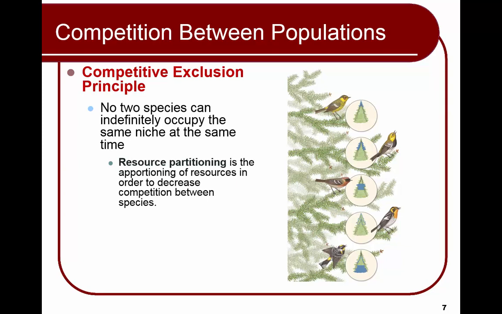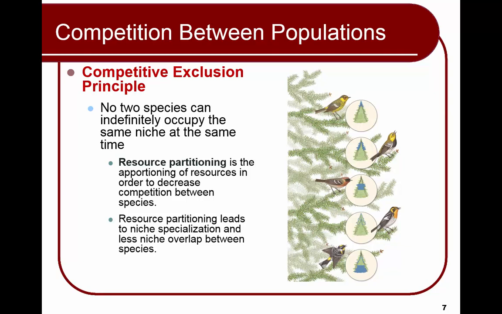Resource partitioning is the appropriation of resources in order to decrease competition between the species. And it leads to niche specialization, and there's less overlap of the niches between the species. Owls and hawks use resource partitioning and niche specialization so that their niches don't overlap.